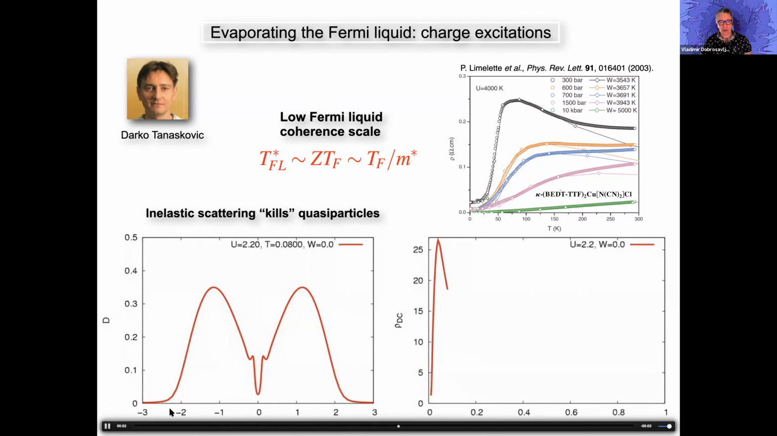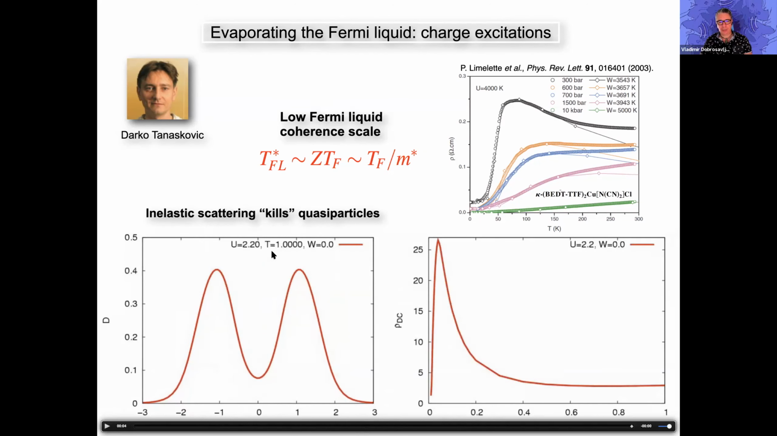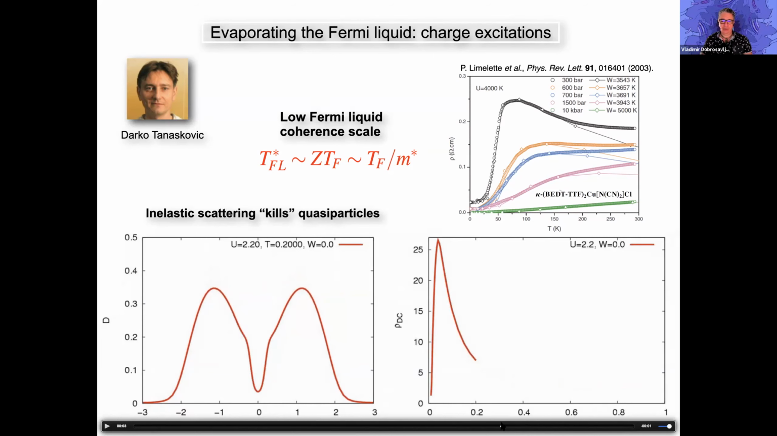So here is what happens. As you raise the temperature, the quasi-particle is destroyed, and the resistivity goes through the maximum. Let me now lower the temperature and show you more slowly how it happens. So now I'm lowering the temperature on the metallic side, and you can see now the resistivity is going up because you're activating across the Mott gap.